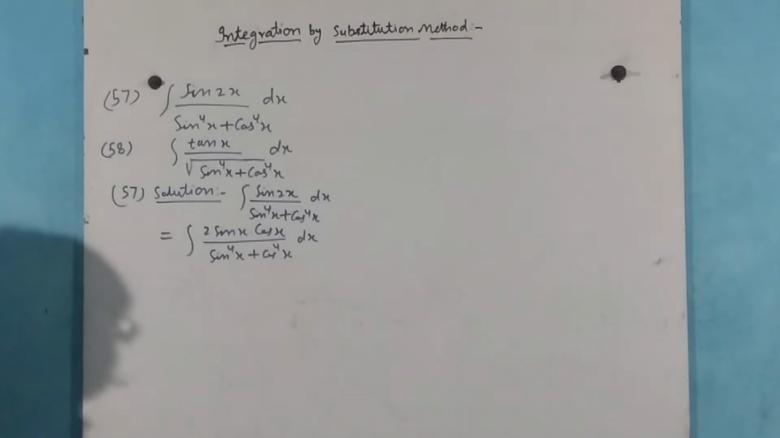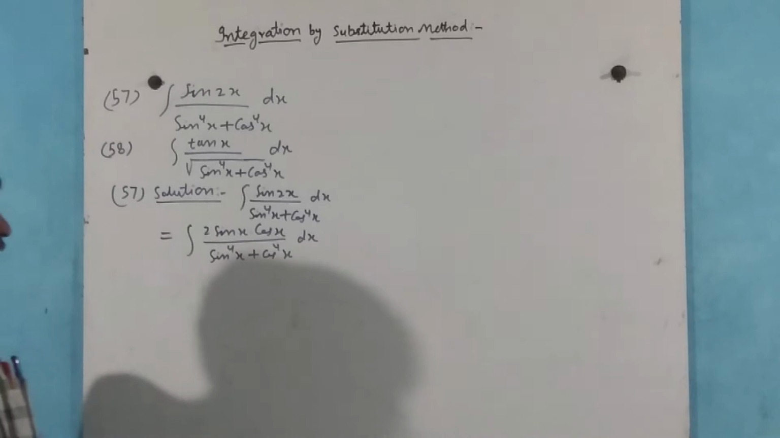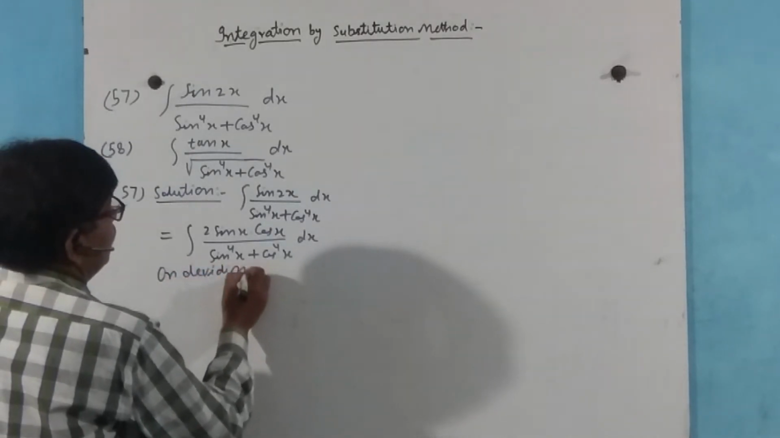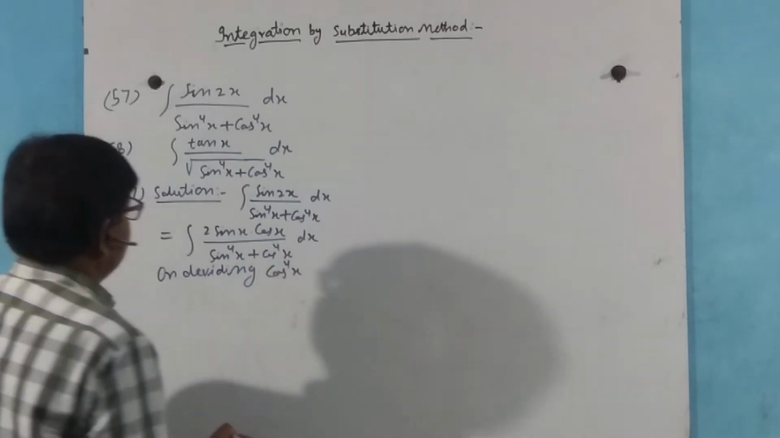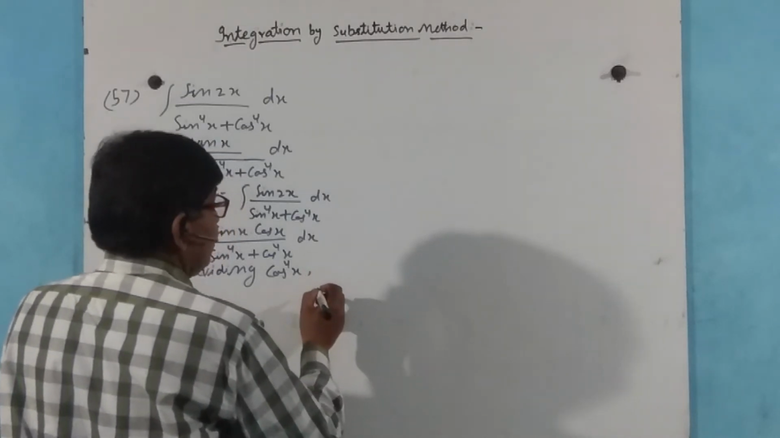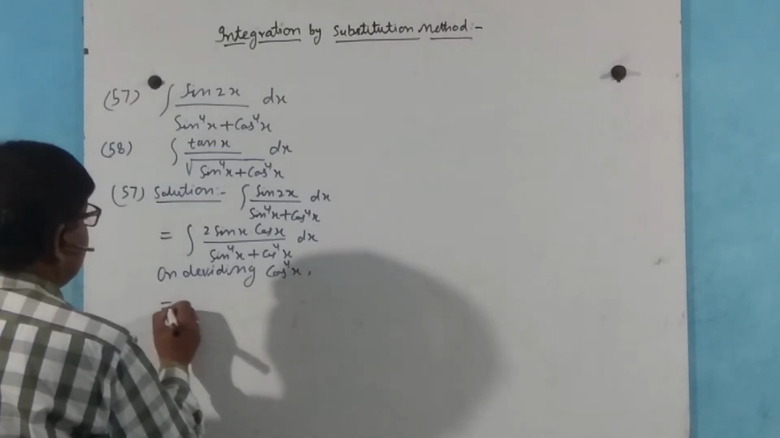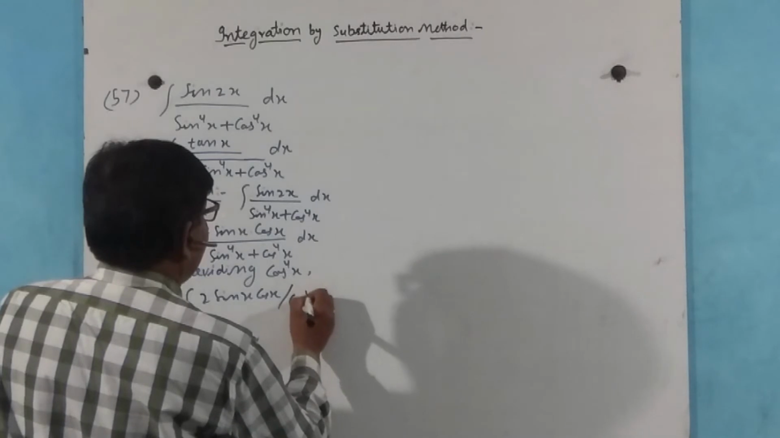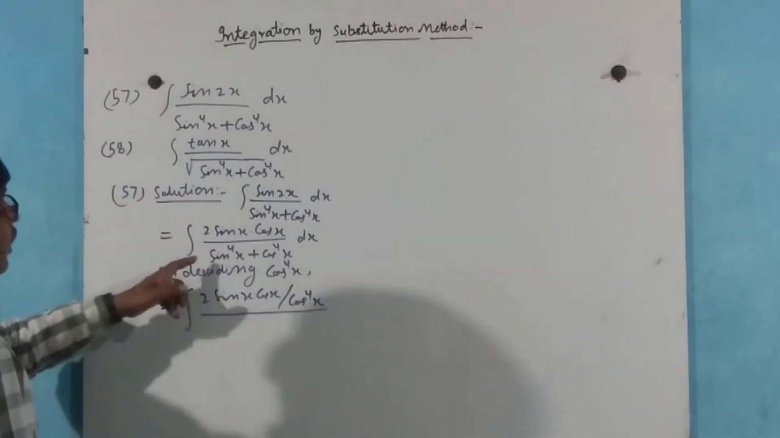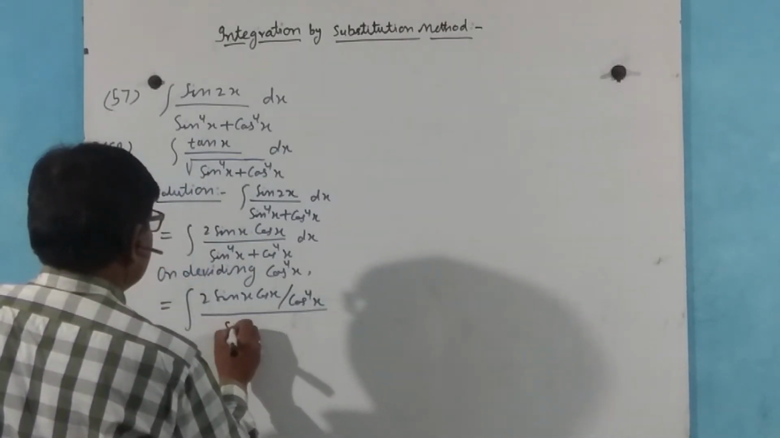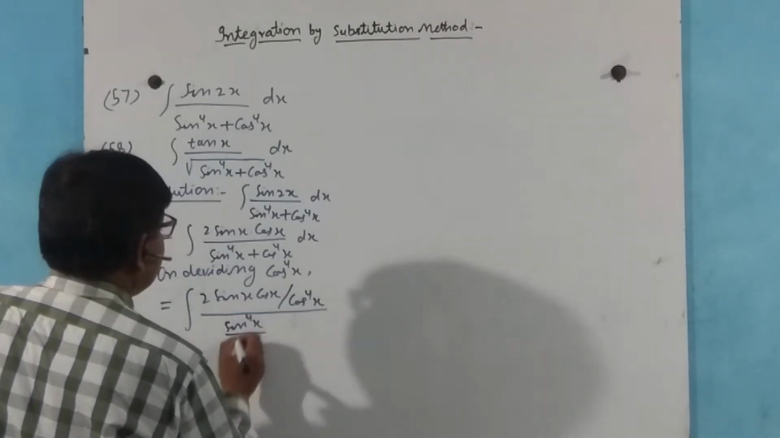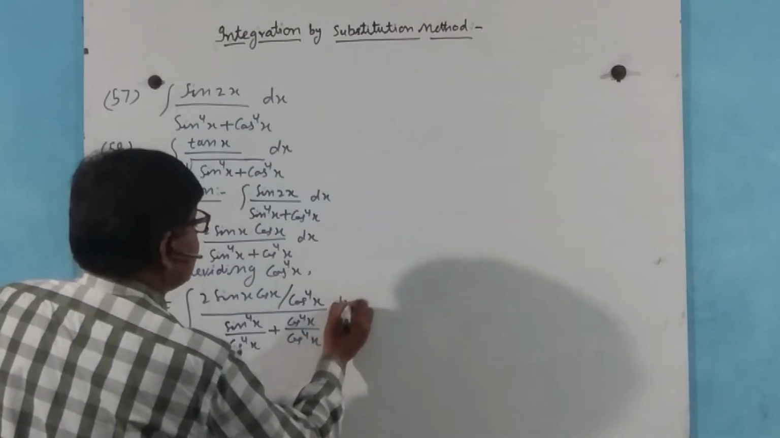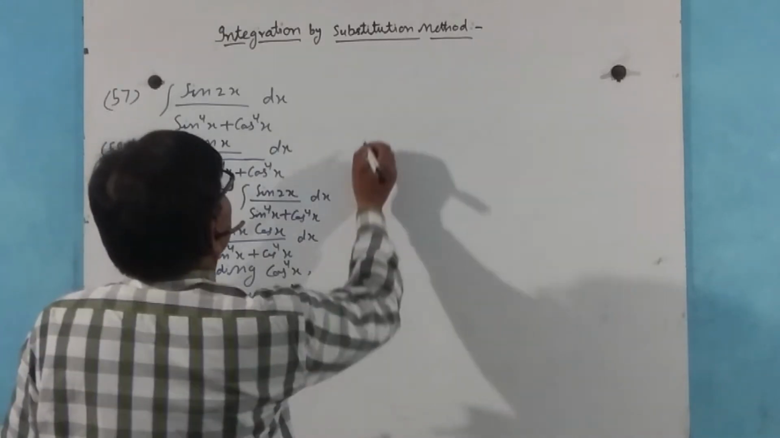Now I am dividing by cos to the power 4 x, both the denominator as well as the numerator, so that we get the integration of 2 sin x cos x divided by cos to the power 4 x, and sin to the power 4 x divided by cos to the power 4 x plus cos to the power 4 x divided by cos to the power 4 x, dx.